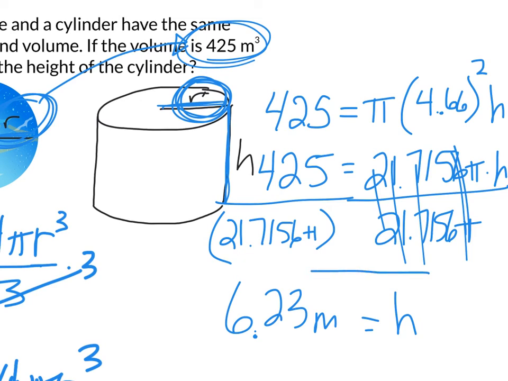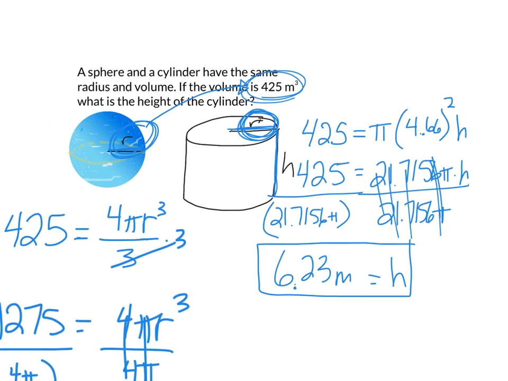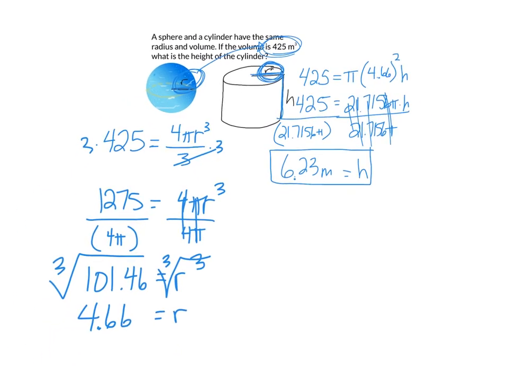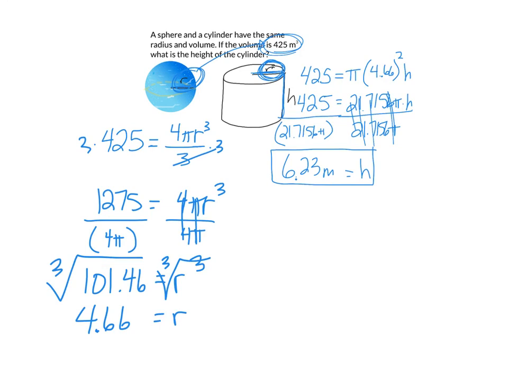meters. How nice. So we use the volume formula for our sphere to find the radius. Then we use the radius for our cylinder to find the height.